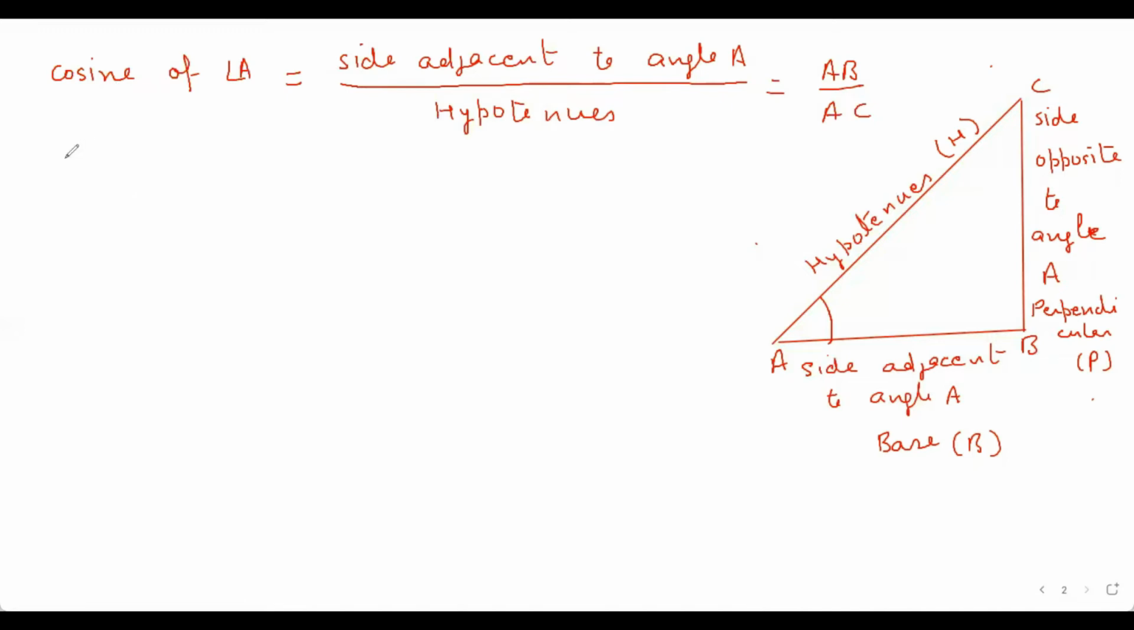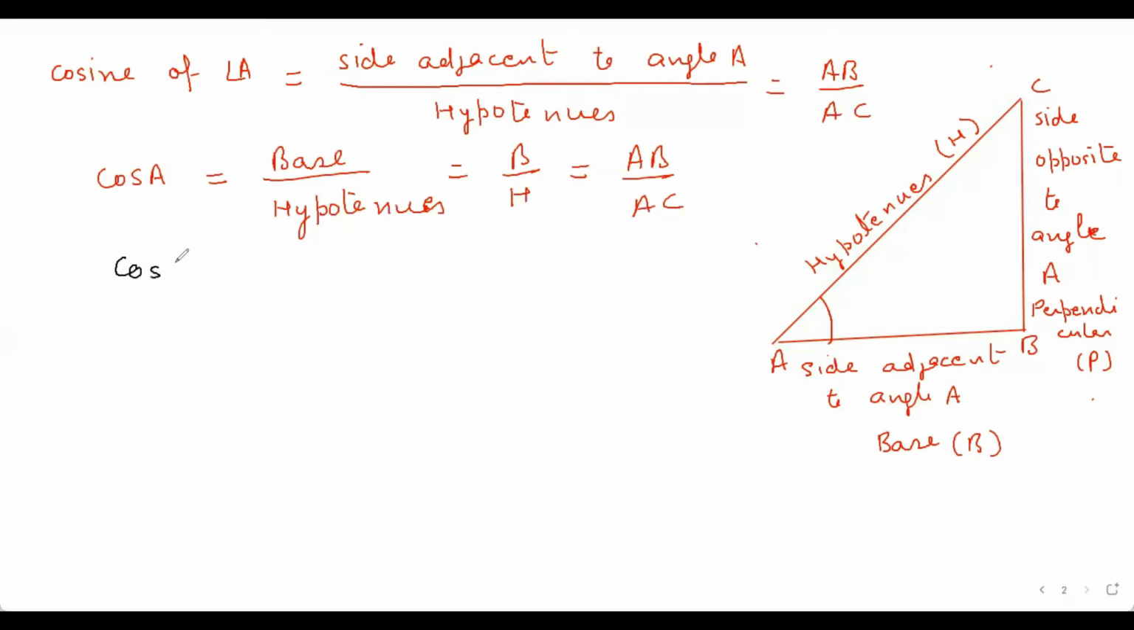In short form, in abbreviation, we write it as cos A. Side adjacent to angle A is base upon hypotenuse. This is equal to B by H, that is equal to AB by AC. B means base, H means hypotenuse. So you are going to learn cos A is equal to B by H, base by hypotenuse.